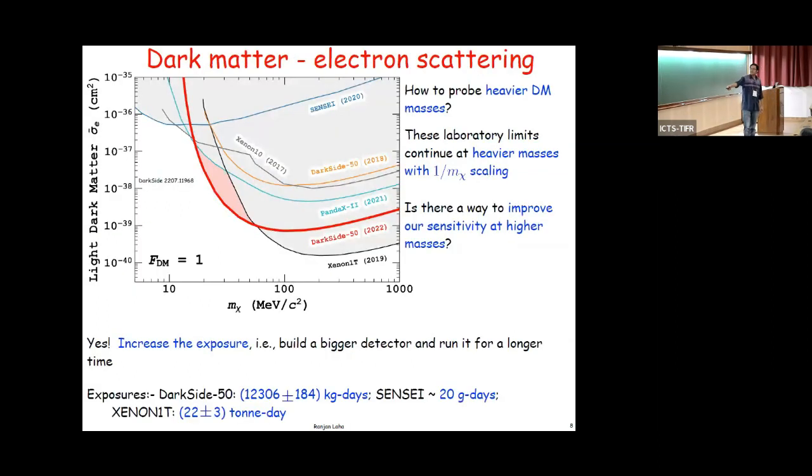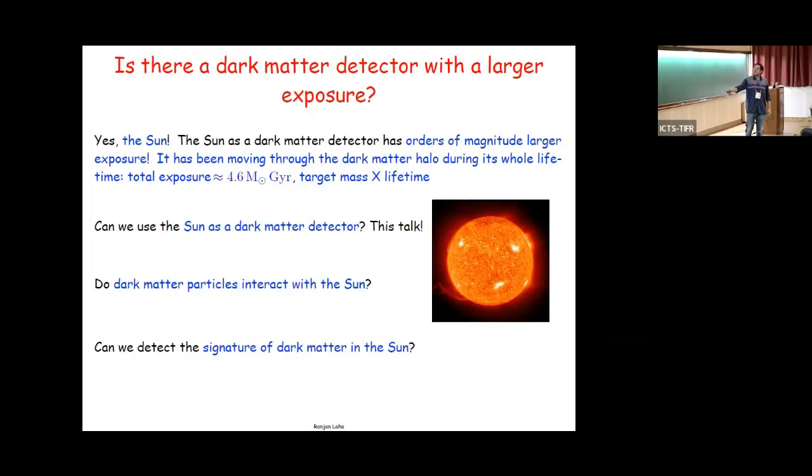Look at these exposures. These are orders of magnitude smaller, right? So that tells you that this is just target mass times lifetime. This tells you that you can use the Sun as a dark matter detector. And this is something I'll talk about. First, you have to understand how dark matter particles interact with the Sun. This is sort of an old topic. And then the second point is how do we detect the signature of dark matter inside the Sun?